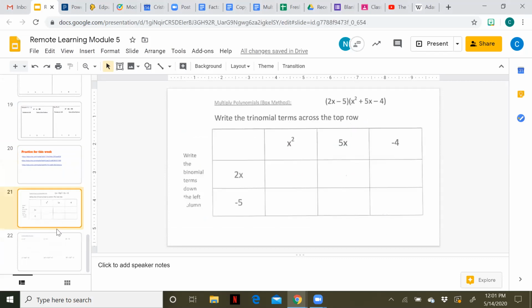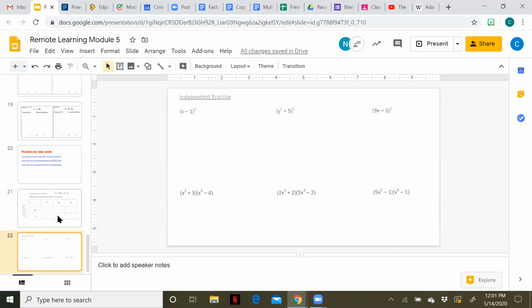Again, here's another way to do the box method, which we can do again next week, and independent practice, but we're kind of running out of time here. So I wanted to wrap it up. Did you have any questions, Marlene, about anything today? Any questions about the scheduling, anything at all?